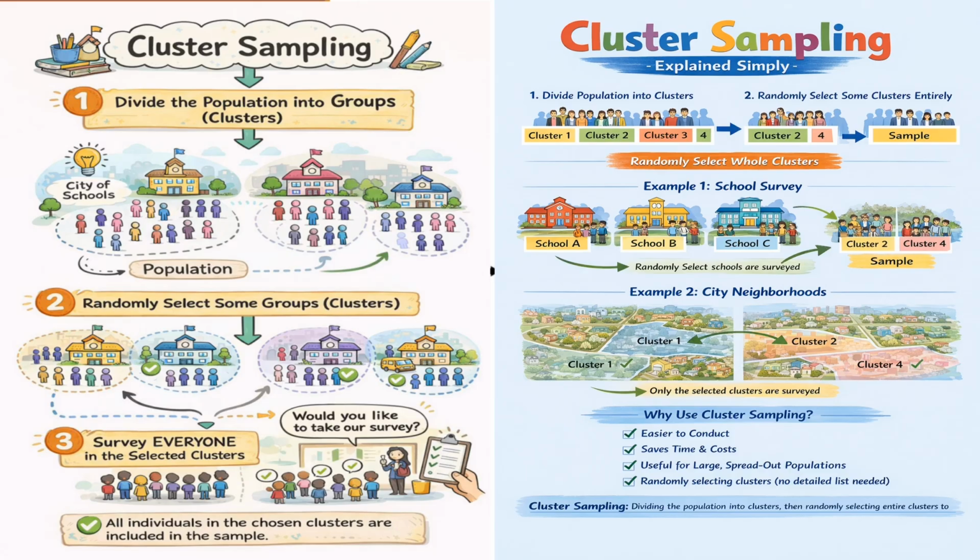Cluster sampling is useful when the population is large and geographically dispersed. Instead of selecting individuals, you select groups or clusters. Example: population, students across the UAE. Clusters, universities or schools. You randomly select a few universities and survey all students within those universities. This method reduces cost and time, but sampling error can be higher than stratified sampling.